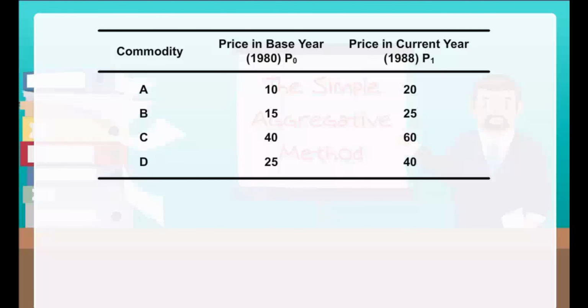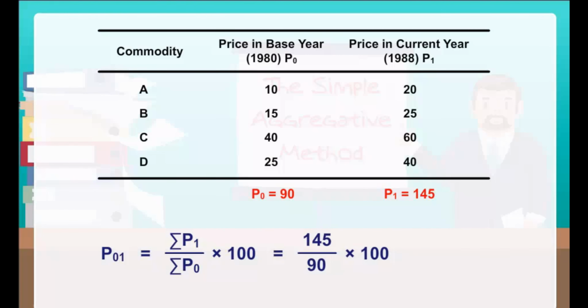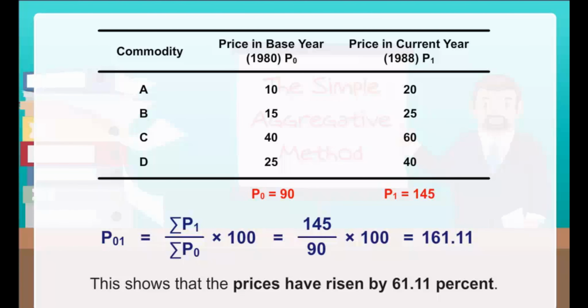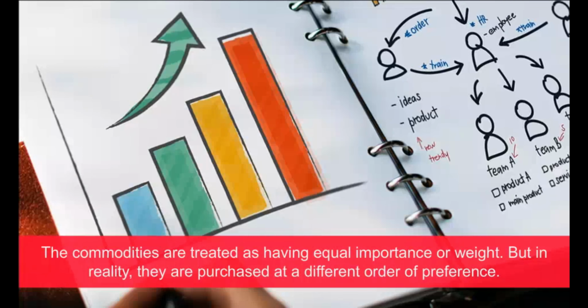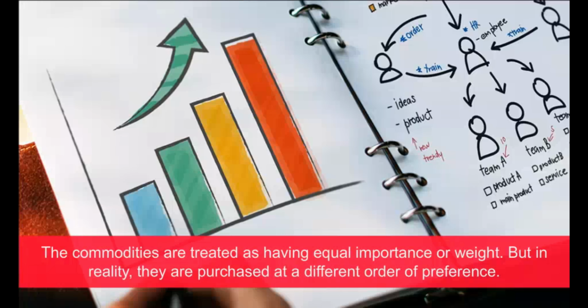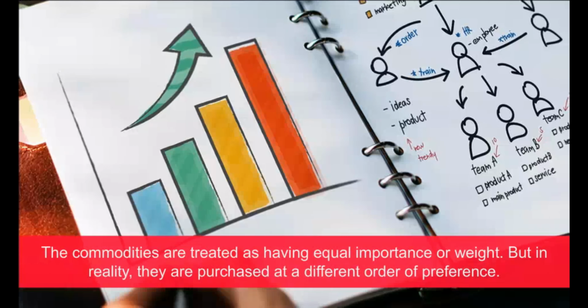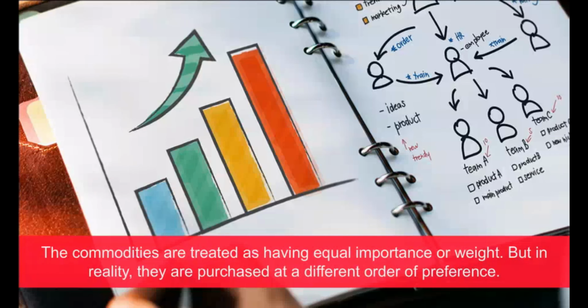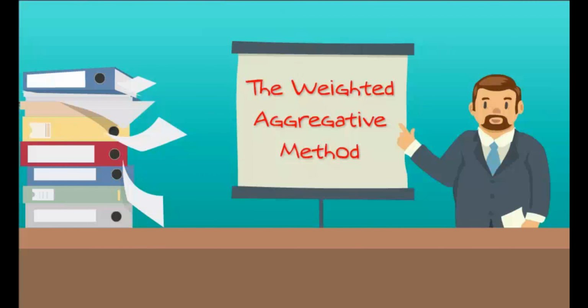In the example given here, P1 is 145 while P0 is 90. Using the formula, we get P01, which is equal to 161.11. This shows that the prices have risen by 61.11%. The commodities are treated as having equal importance or weight, but in reality, they are purchased at a different order of preference. The weighted aggregative method.